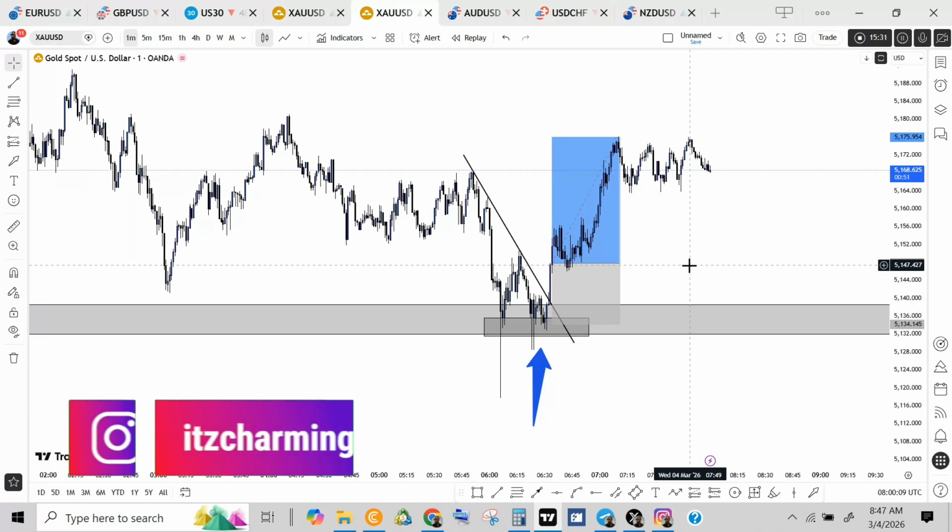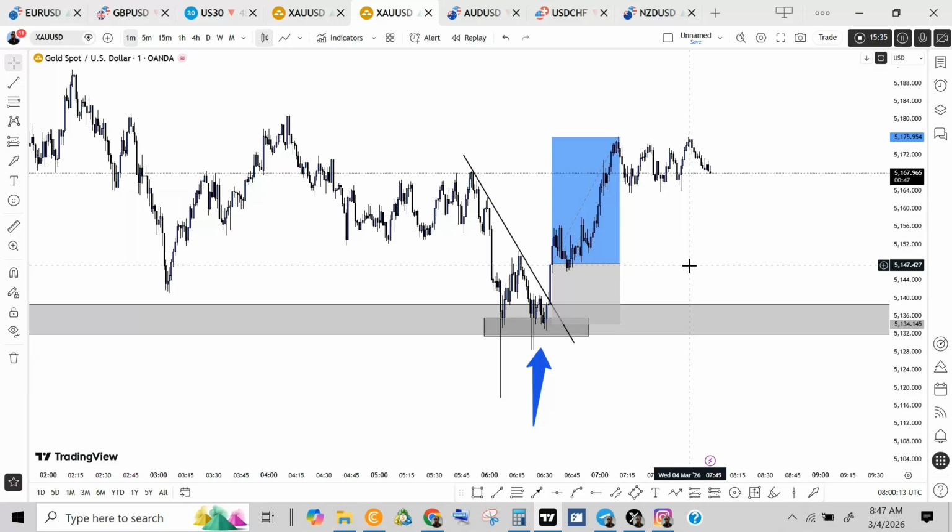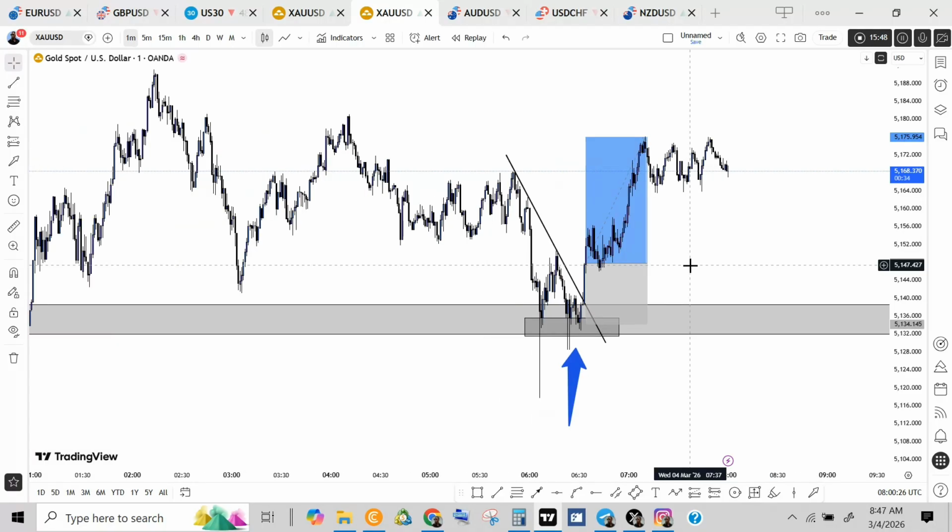Once you take this kind of entry, it's a must. If you take this kind of entry 10 times, you are sure to win like 9 times out of 10, or even 10 over 10. This is what we do here. This is exactly what I do here.